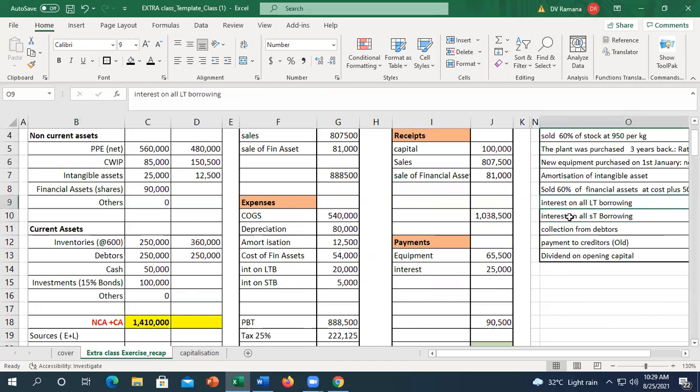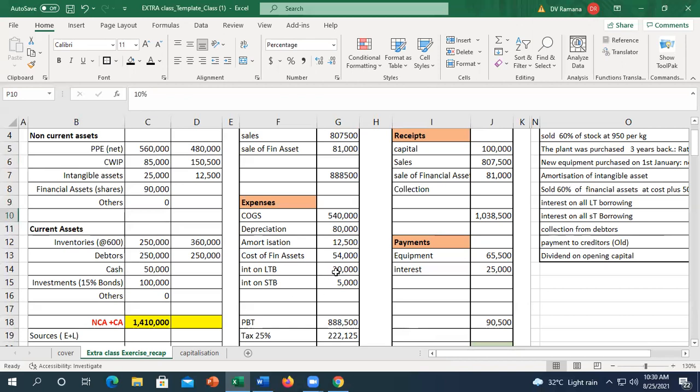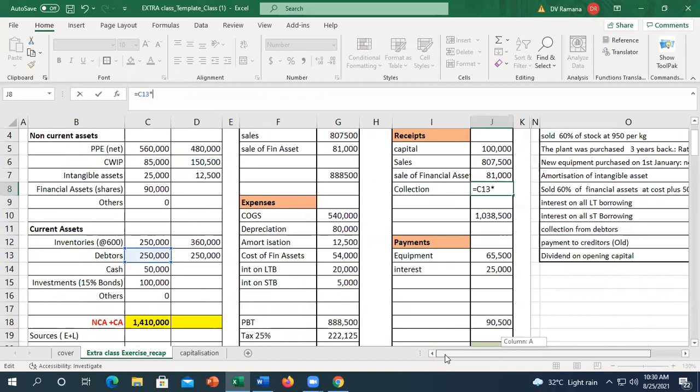Interest on long-term borrowing done, interest on short-term borrowing done. Collections from the debtors: how much did we collect? The collection from the debtors is 10%. We collected 10% of the debtors. Can we see, is there a debtor? So the collection is equal to 10% of the debtor. What is the debtor now? The debtor is 250. Okay, the debtor is 250 into what percentage of the debtor collected? 75% of the debtor collected.